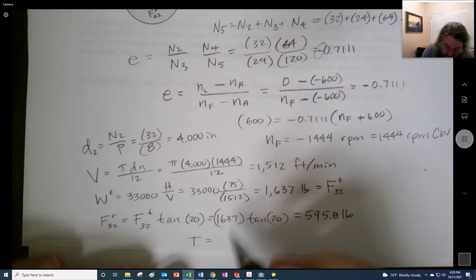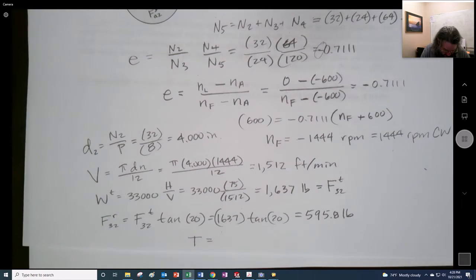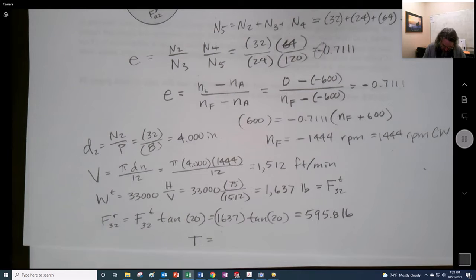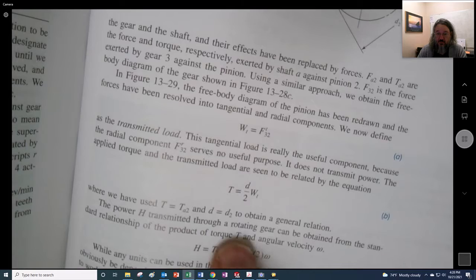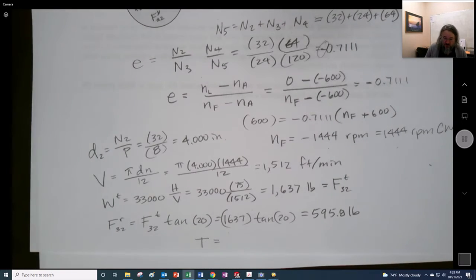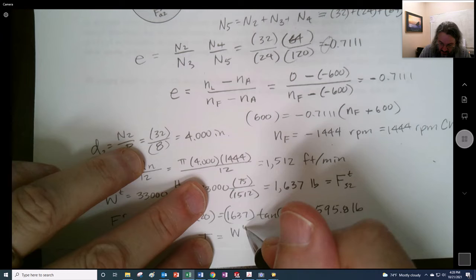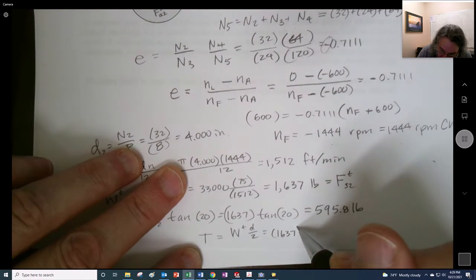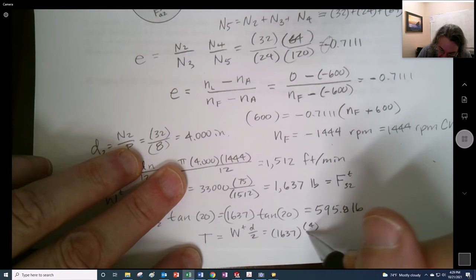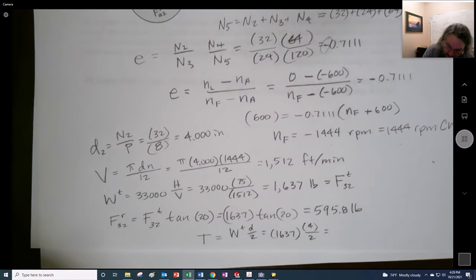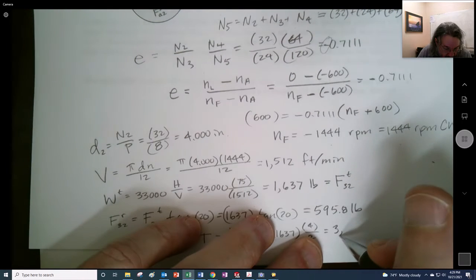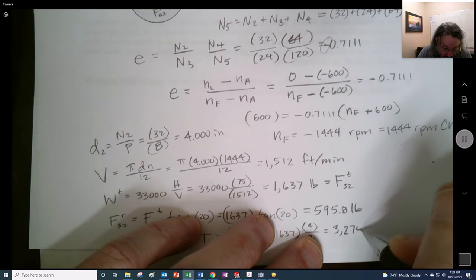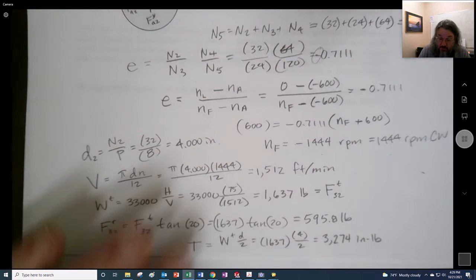And then lastly, we want to get the torque, and we could have found this in other ways, but I think there is one nearby. Did they tell us that? Yeah, they go T is equal to D over 2 times the transmitted force, right? So we'll just use that. Simple enough. So transmitted times D over 2. That's just going to be 1637 times the diameter 4 divided by 2. That's not hard to do. Just multiply that by 2, and we get 3,274 inch-pounds. So we'll write out what these answers are.